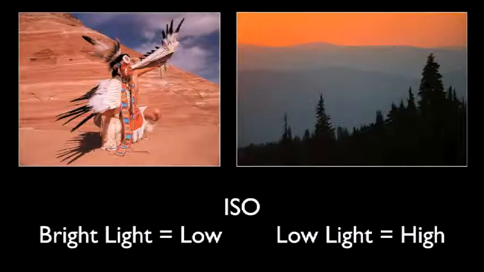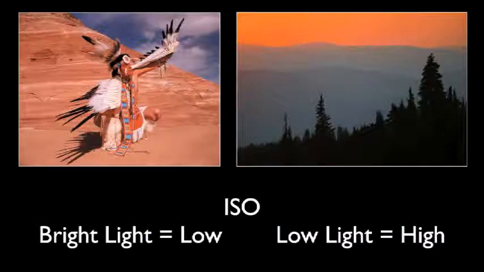But I always check my menu when I change locations, so I'm getting that low ISO setting. For example, look at this picture on the left. I was out west. This is a bright light situation, so I'm using a low ISO setting, ISO 100. Look at the picture on the right.